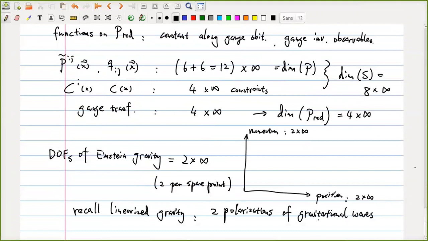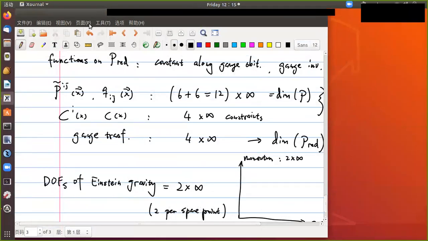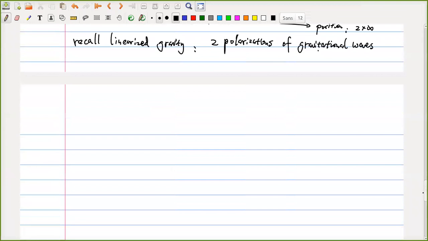All right. So we can start a little bit about the new variable, which is useful for canonical quantization. Let's keep going. Okay, so some preparation for the new variable.